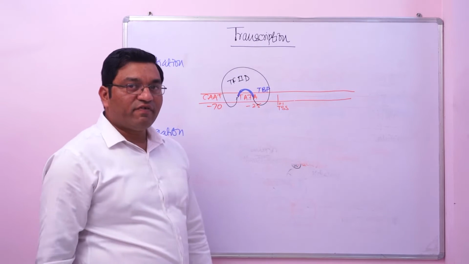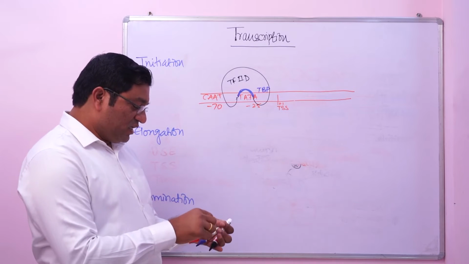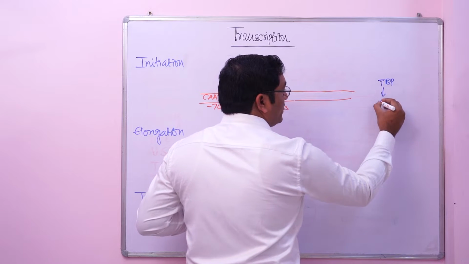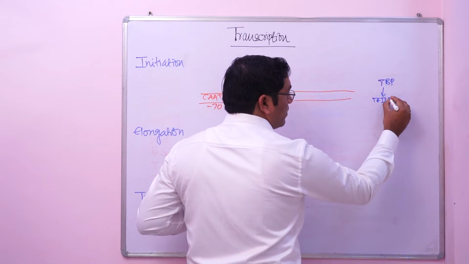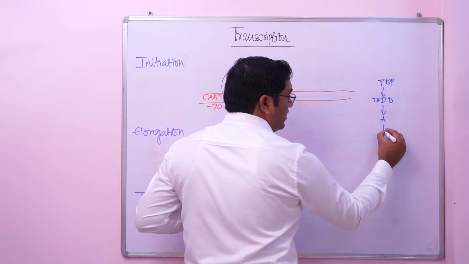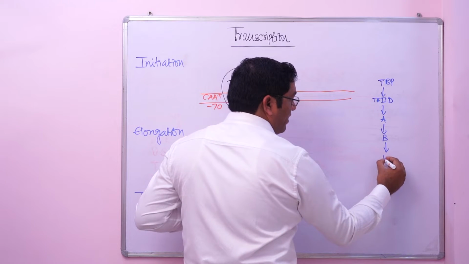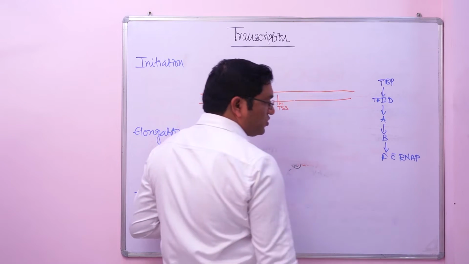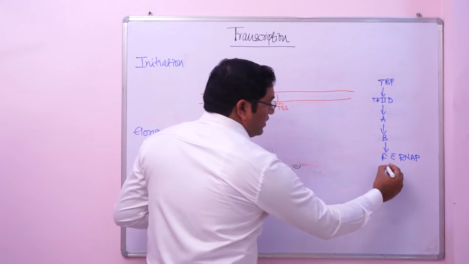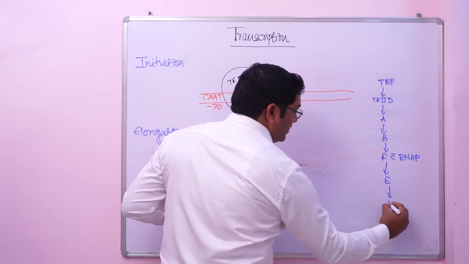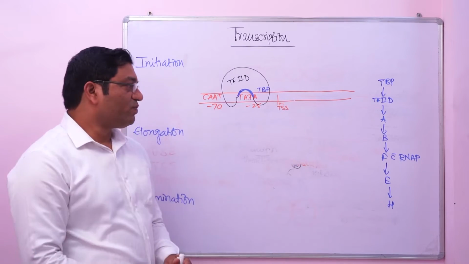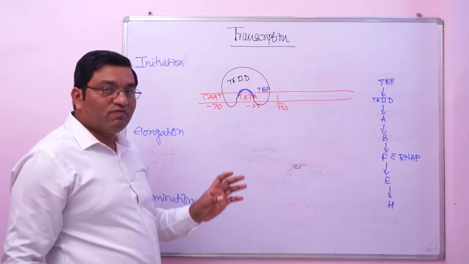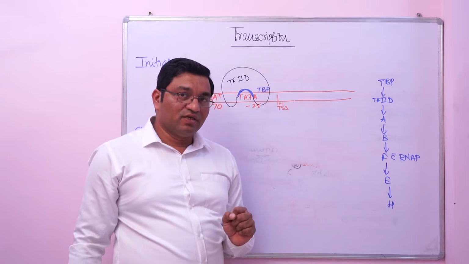Other transcription factors attach to this complex in a sequence. First is the TATA binding protein with transcription factor 2D, followed by transcription factor A, followed by B, then F with RNA polymerase 2 in the case of mRNA, then E and transcription factor H. This is the sequence of attachment of various transcription factors to the promoter region, and that results in the formation of the closed complex.